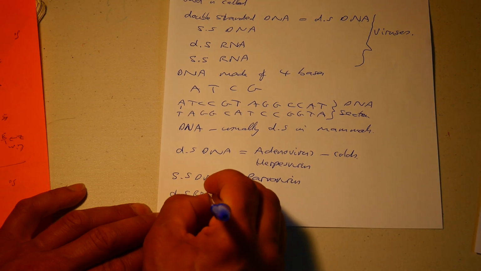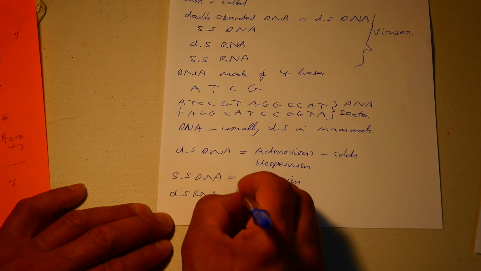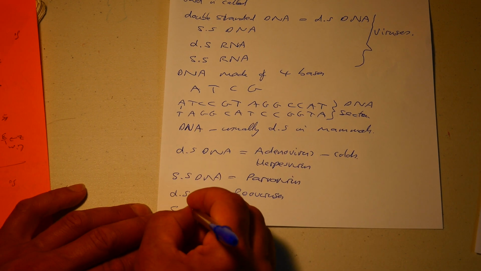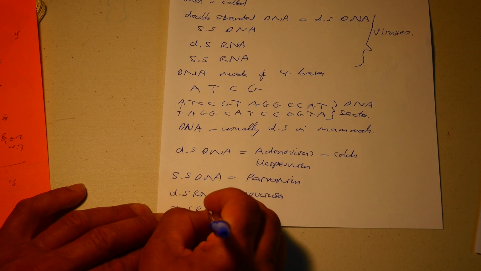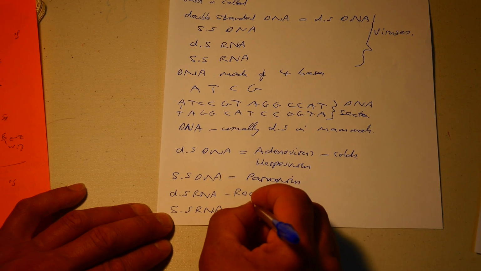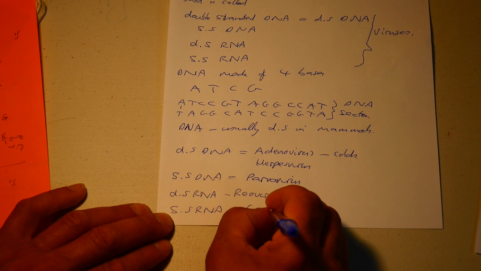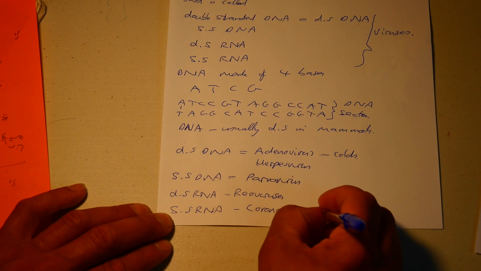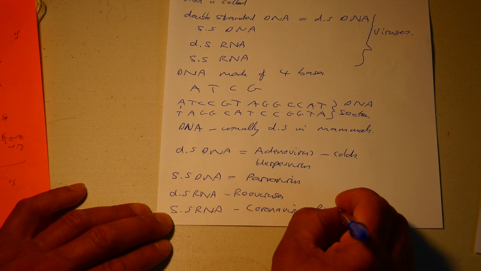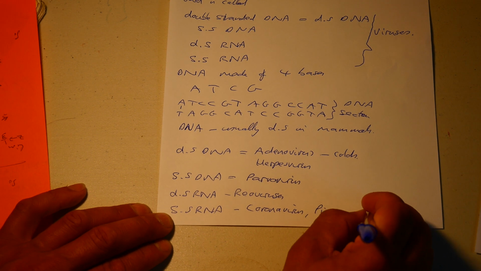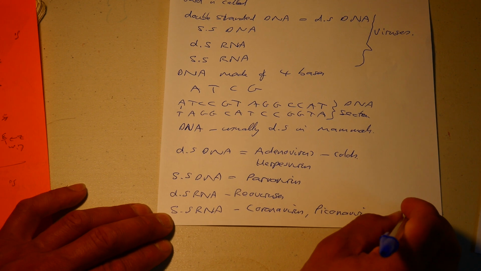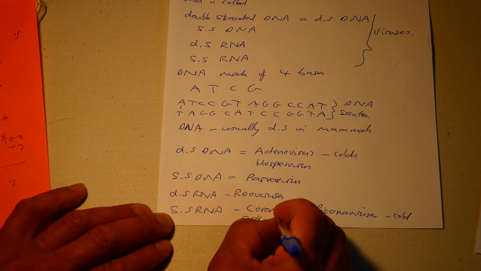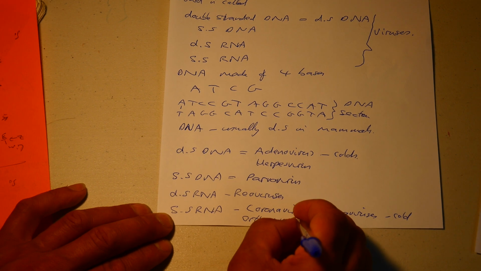And then you got also double-stranded RNA viruses, such as reoviruses, and single-stranded RNA viruses, such as coronavirus, which we're all familiar with, and picornaviruses, which cause colds, and orthomyxoviruses.